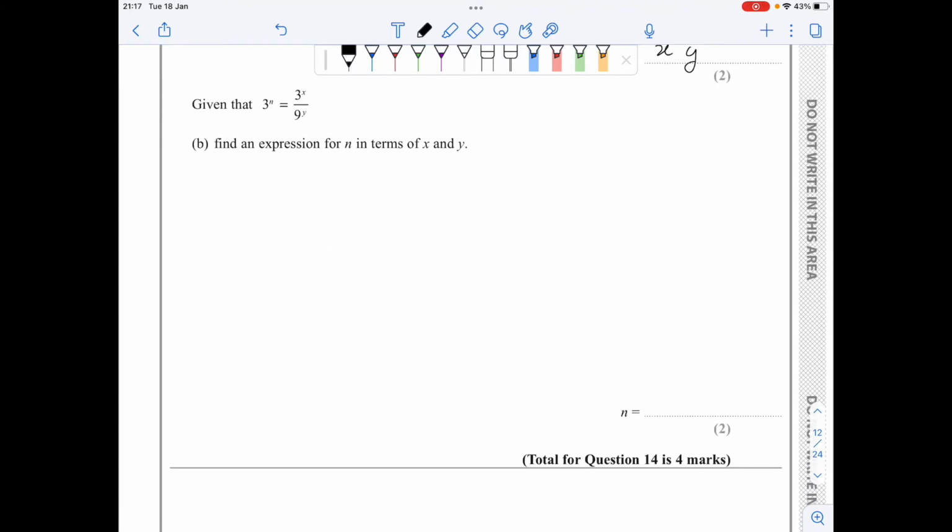For part B, I will start by expressing everything as a power of 3. So 3 to the n equals 3 to the x over 3 squared to the power of y. Then I will proceed to multiply the two powers in the denominator. So 3 to the n equals 3 to the x over 3 to the 2y. Then, since I have division, I will subtract the powers on the right-hand side. So 3 to the n equals 3 to the x minus 2y. And I will finish off by equating the powers of 3. So n equals x minus 2y.